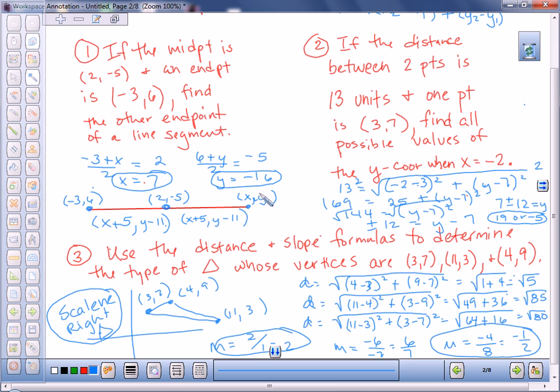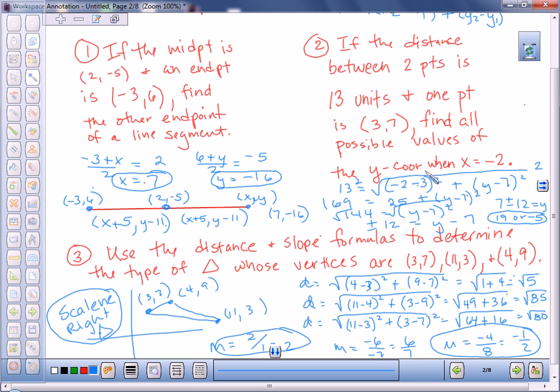So this point right here would be, what is 2 plus 5? 7. What is negative 5 minus 11? Negative 16. So you can think of it as that translation vector. That makes it so much easier. Oh, I see. That's just another way to look at it. So you can do it either way, whichever way you like.